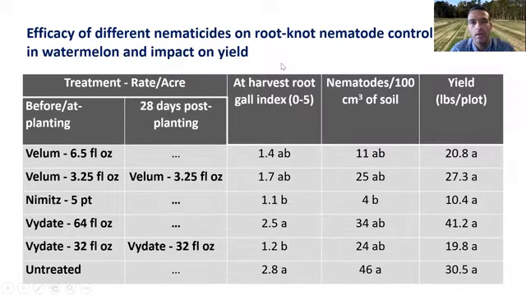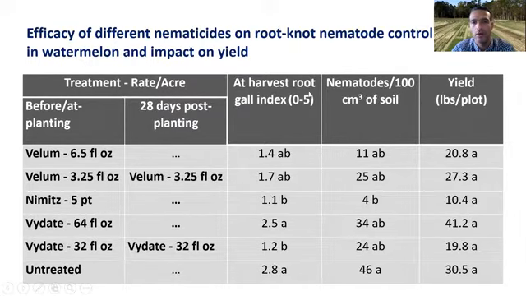In my last slide, I'm going to give you some data for the nematicide trial that we did for nematode control in watermelon. In this trial, we had 3 nematicides. We used the recommended rate or half the recommended rate. The recommended rate was used at planting, whereas half the recommended rate, especially for Velum Prime and Vydate, was used either at planting as well as 4 weeks after planting. The Nimitz product was used 1 week after planting.